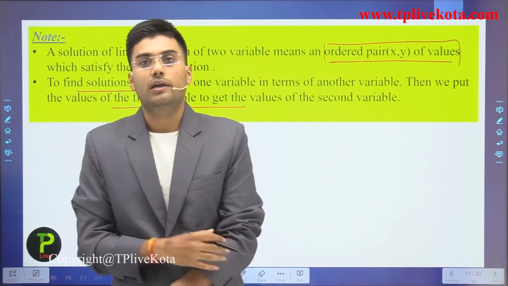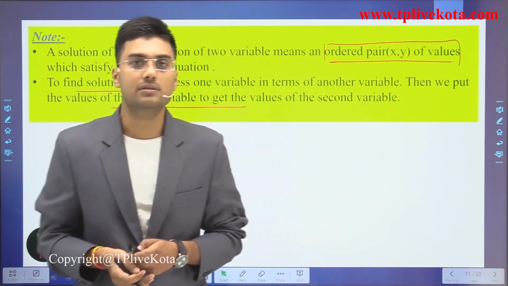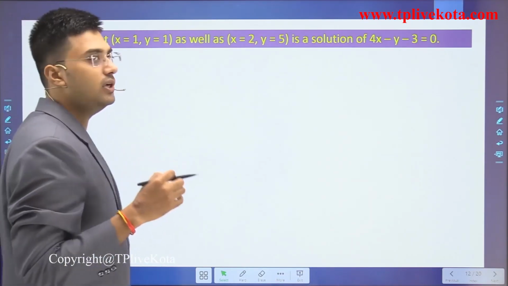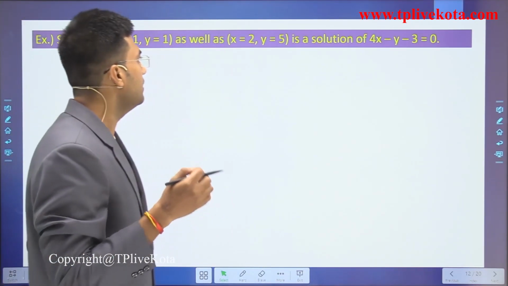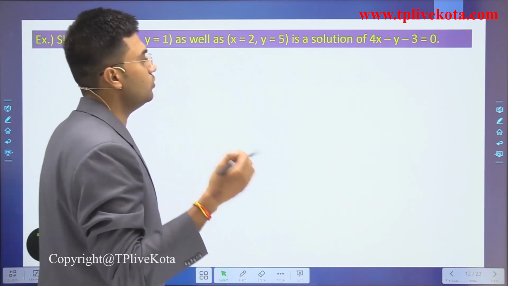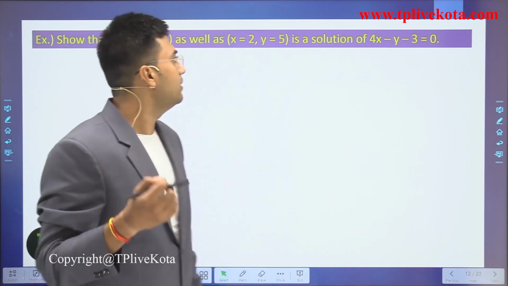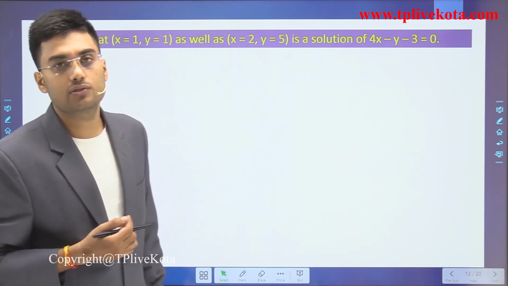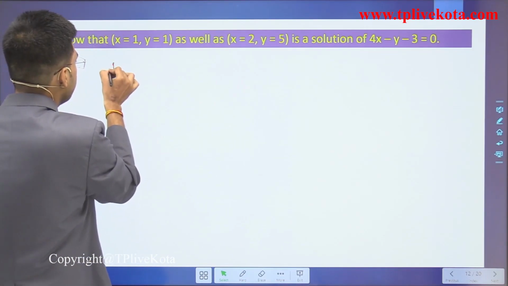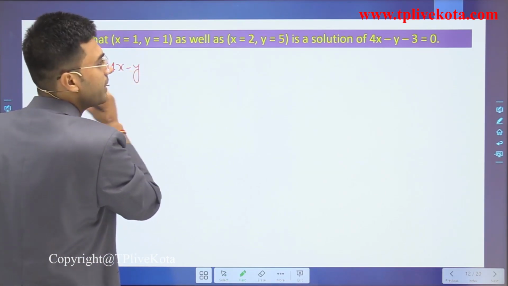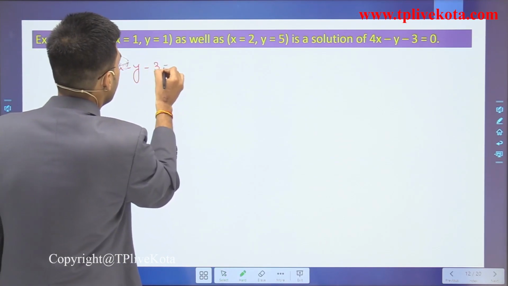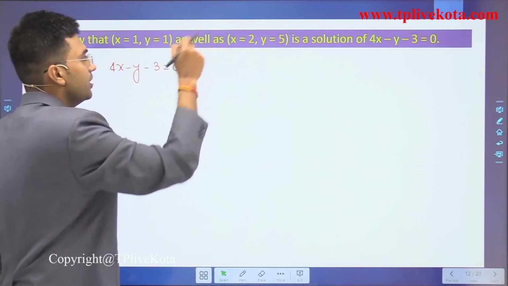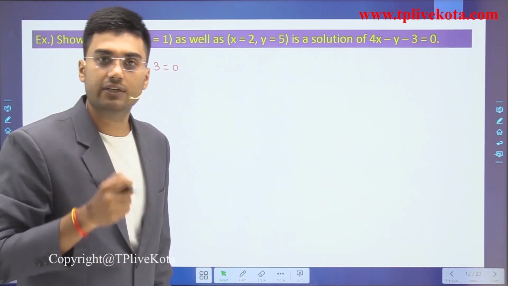Okay, so let's discuss some interesting examples. The first example is: show that x equal to 1 and y equal to 1, as well as x equal to 2 and y equal to 5, are solutions of 4x minus y minus 3 equals 0. We have a linear equation in two variables, 4x minus y minus 3 equal to 0.